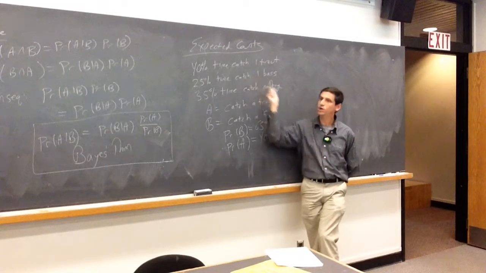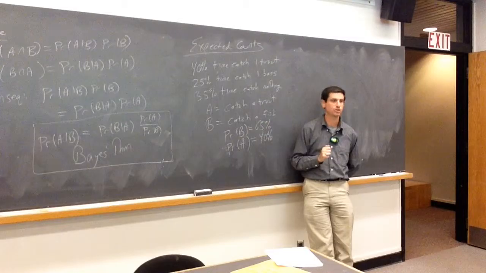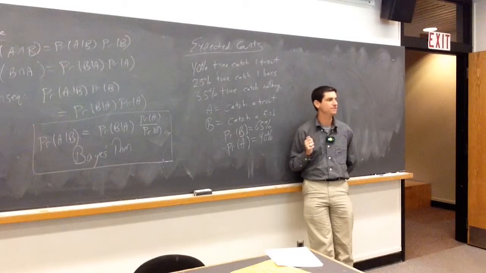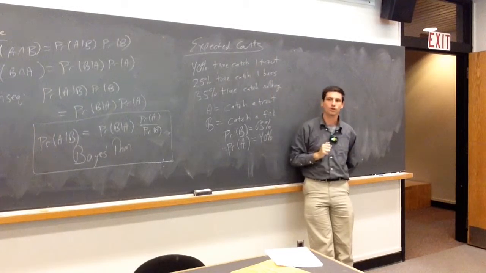And so now, what can you tell me? Is it more or less likely than 40% that I caught a trout? More. Is it more or less likely than 50%? More. More than half the time I'm catching a trout when I caught a fish.